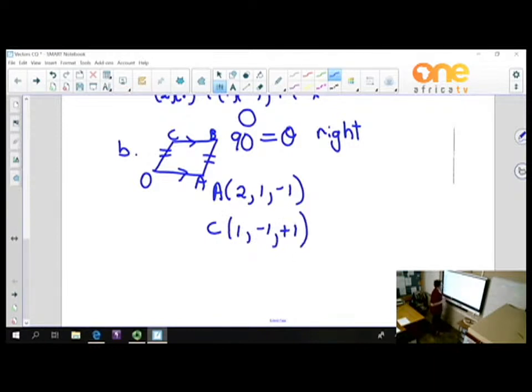So now let's say we move this vector. We start with the coordinates of A. I want to move to B, so I have to move with OC. So I'm going to take the coordinates of A and add this. So 2 plus 1, we want to find B now. So 2 plus 1 is 3. Negative 1 and positive 1 is 0. Negative 1 and positive 1 is 0. So there are the coordinates then of B.